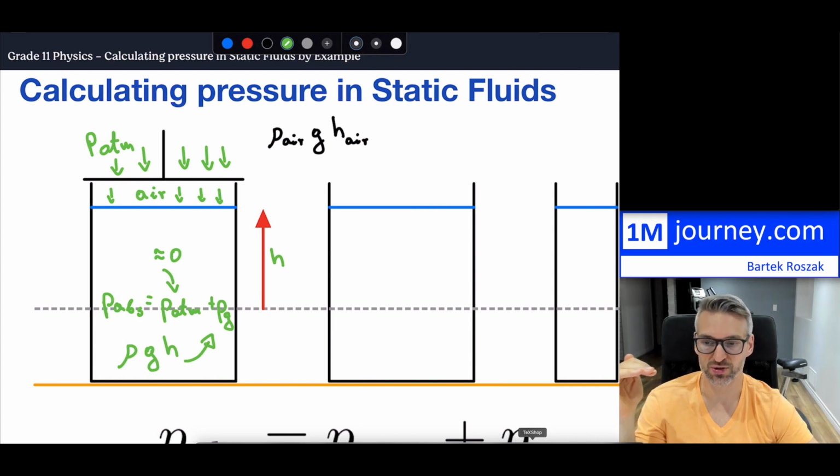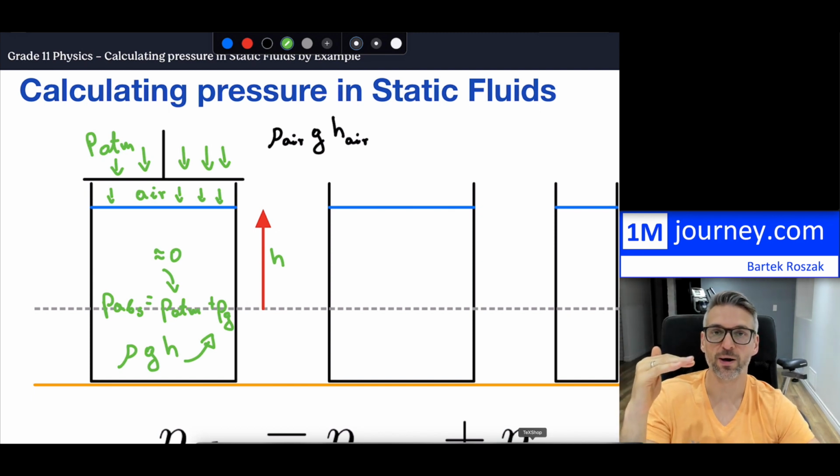You can certainly substitute anything you like in terms of the fluid density. The g is always the same: gravity, 9.8 meters per second squared. The h is always the depth you want to calculate. The deeper you go, the higher the pressure becomes.